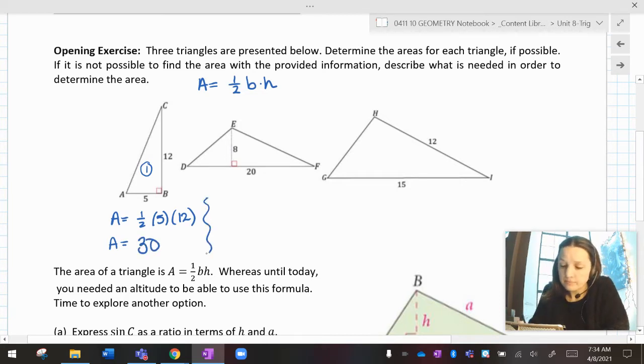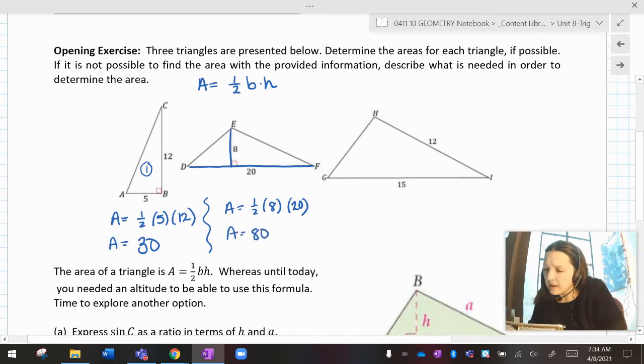Done. Let's look at triangle number 2. Well, in triangle number 2, I'm going to assume this 20 is this entire length, okay? And this 8 is the height. So the area of this triangle would be 1/2 times 8 times 20, and that's going to be 80.